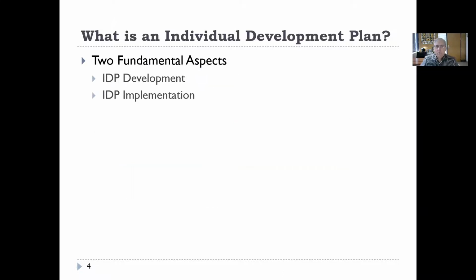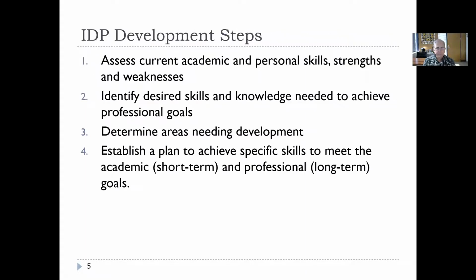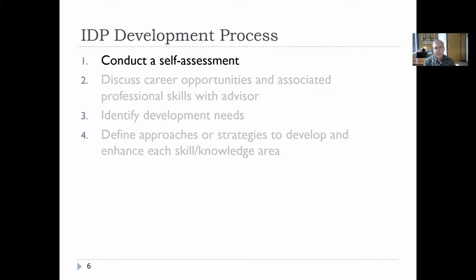Okay, so there are two fundamental aspects. You develop the development plan, and then you implement the development plan. So a lot of what I'm talking about right now, of course, is developing it. So the steps, as I indicated so far: you're going to assess your current academic and personal skill strengths and weaknesses. You're going to identify those that you would like to focus on, and then you're going to determine the areas needed in development, and then finally establish a plan, the development plan, to achieve those specific skills. I'm going to get through those in a process fashion here.